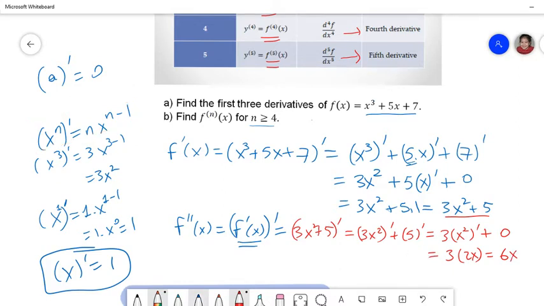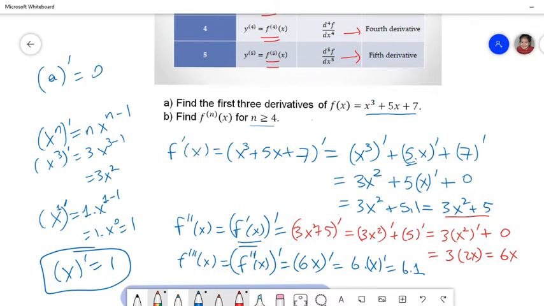Now this is 6x, and the third derivative means we're taking the derivative of the second derivative. So we take the derivative of 6x, which is 6 times the derivative of x. We know this is 1, so 6 times 1. Okay, I will erase the previous ones.